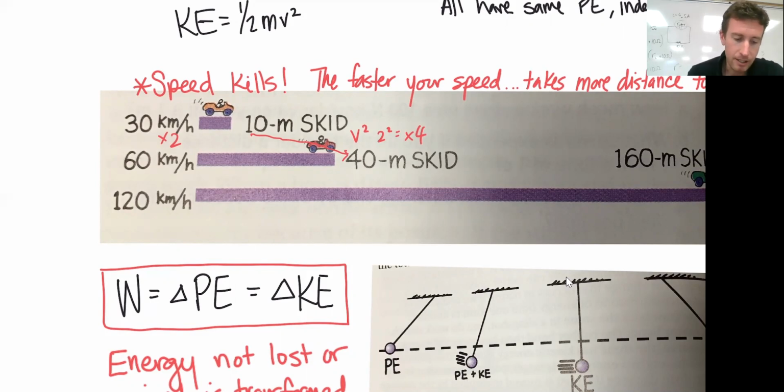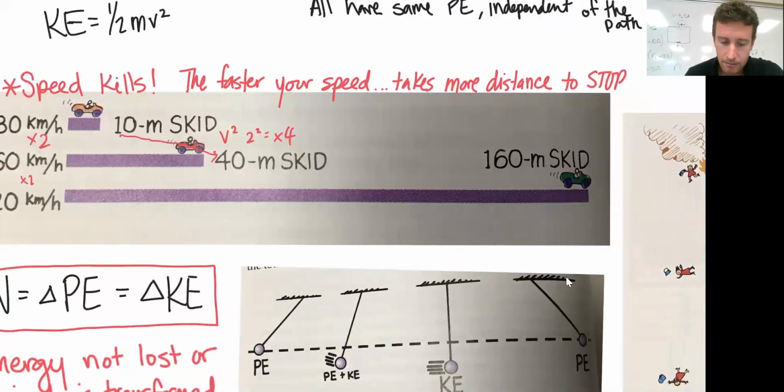Then if I double it again, times 2 again, I go from 60 kilometers per hour to 120 kilometers per hour, and I square that, right? So that's velocity squared. That would again go times 4 more. So 40 meter skidding distance goes to 160 meter skidding distance.